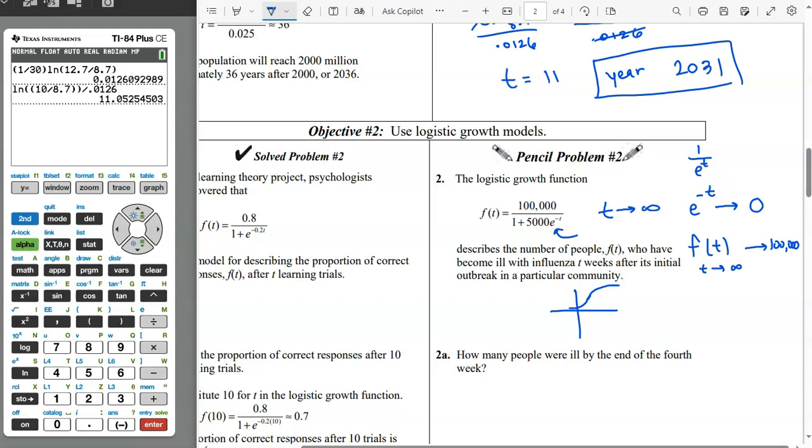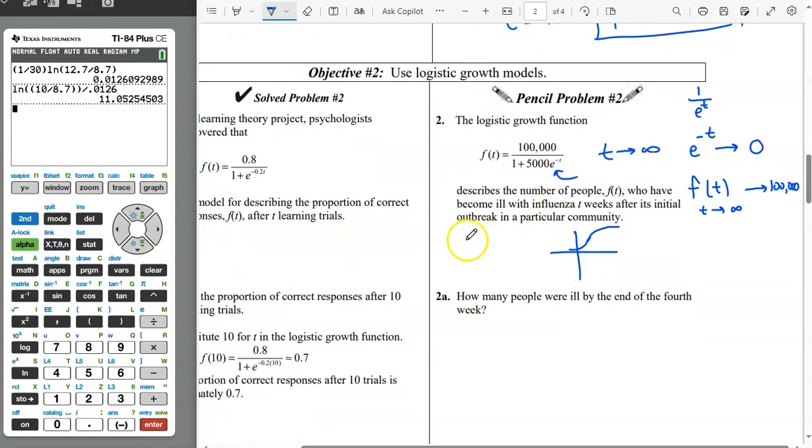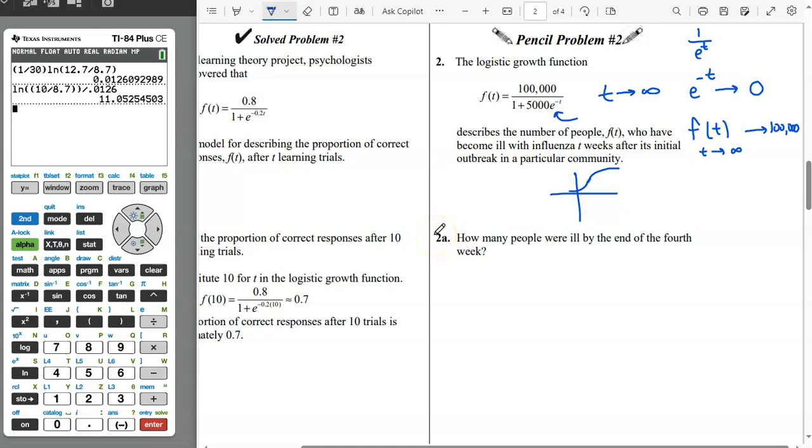And this one, it's not doing this for a population. This function is describing the number of people who have influenza t weeks after the initial outbreak. And I suppose it should be the people who have gotten it, period. So maybe this population has 100,000. The expectation is that basically everybody's going to get it at some point, but then you just cannot keep getting more people over and above what the population is.